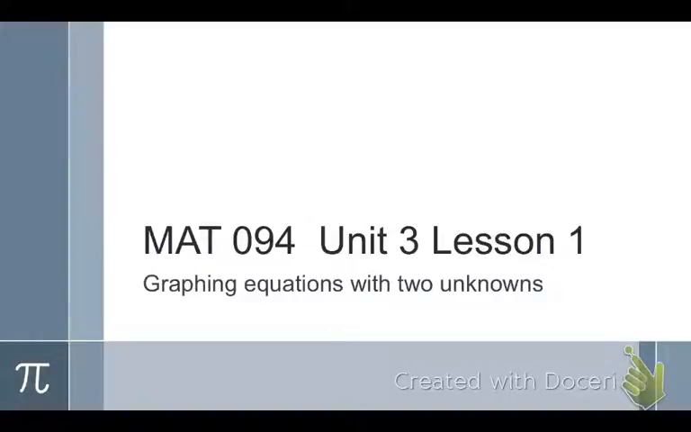Welcome to Intermediate Algebra, Unit 3, Lesson 1, Graphing Equations with Two Unknowns. We've been working with single variable equations and inequalities to this point, and graphing them on a number line, which goes just left to right. Now we're going to look at what happens when we have two variables and we graph in two dimensions: left, right, and up and down.